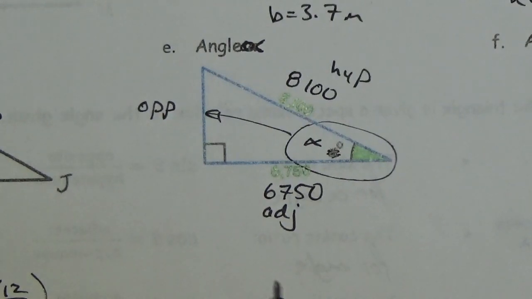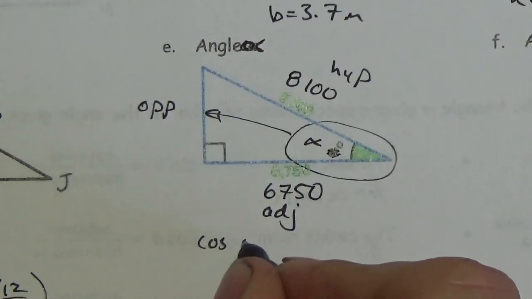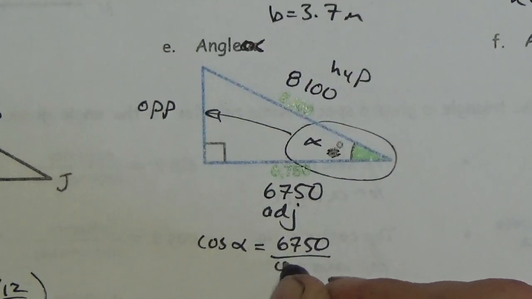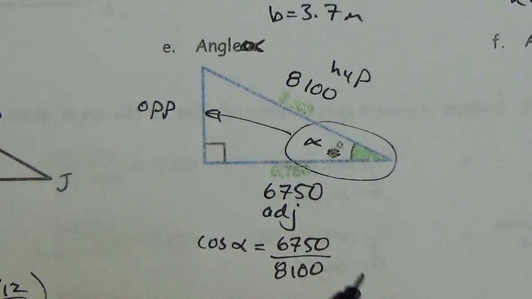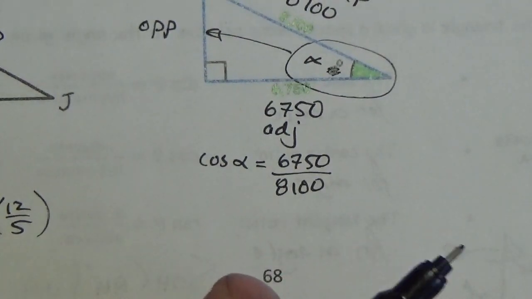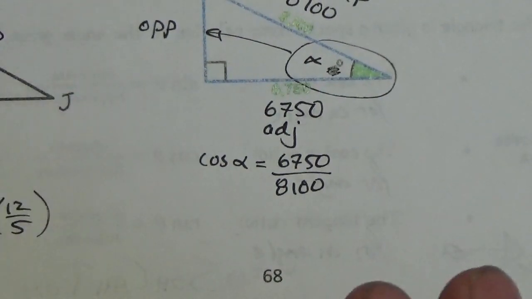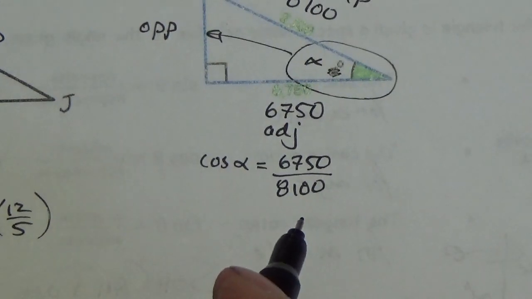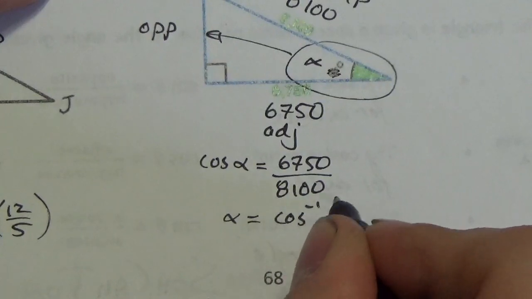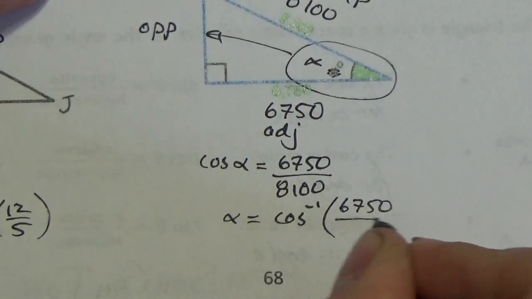All I've got to do is think what trig ratios put those together, and the answer is cosine. The cosine of alpha is going to equal the adjacent divided by the hypotenuse. For me to get the angle, I can't do cosine. The cosine button takes an angle and converts it into a ratio. I've got the ratio. So like we did before, if I want to figure out what the angle is, I have to do the inverse cosine.